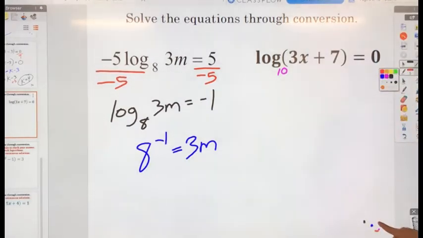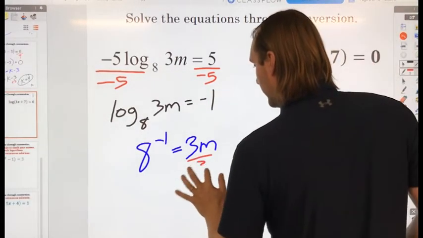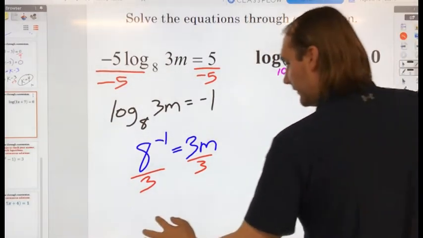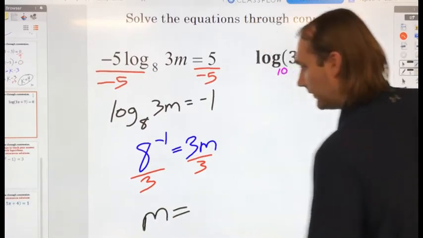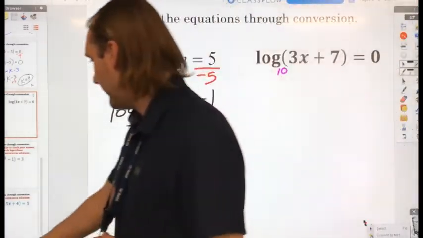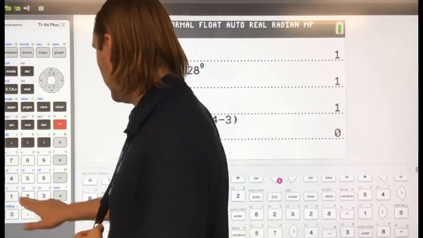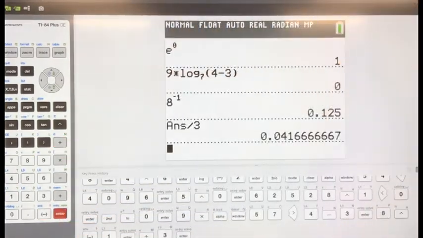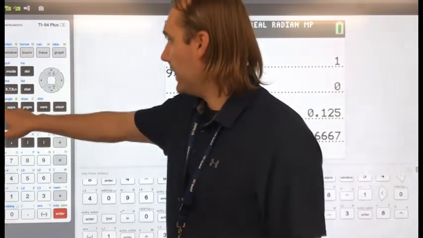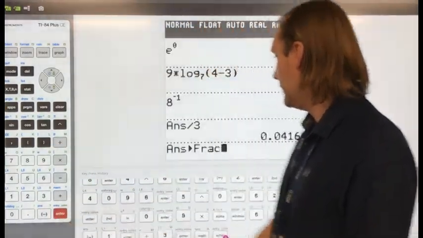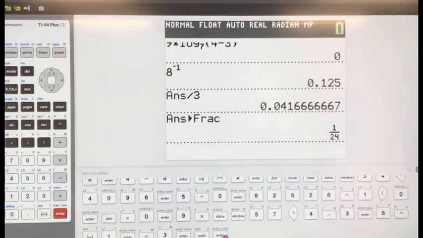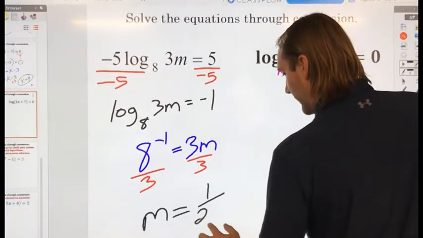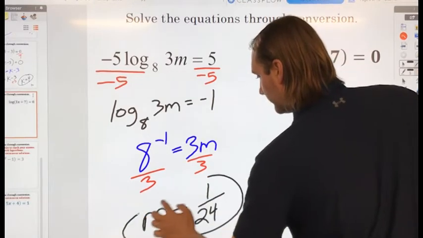And now I just have one more step. Divide by 3 on both sides. So I get m equals, well, what is 8 to the power of -1 divided by 3? It's a crazy decimal, but I have a hunch it might be rational. So let me turn it to a fraction, and it is 1/24. So m simplified is 1/24.